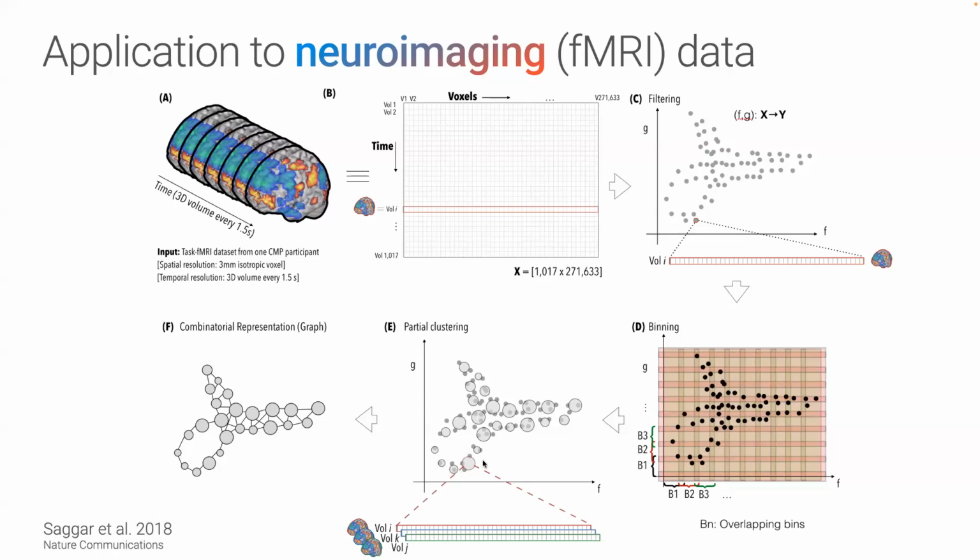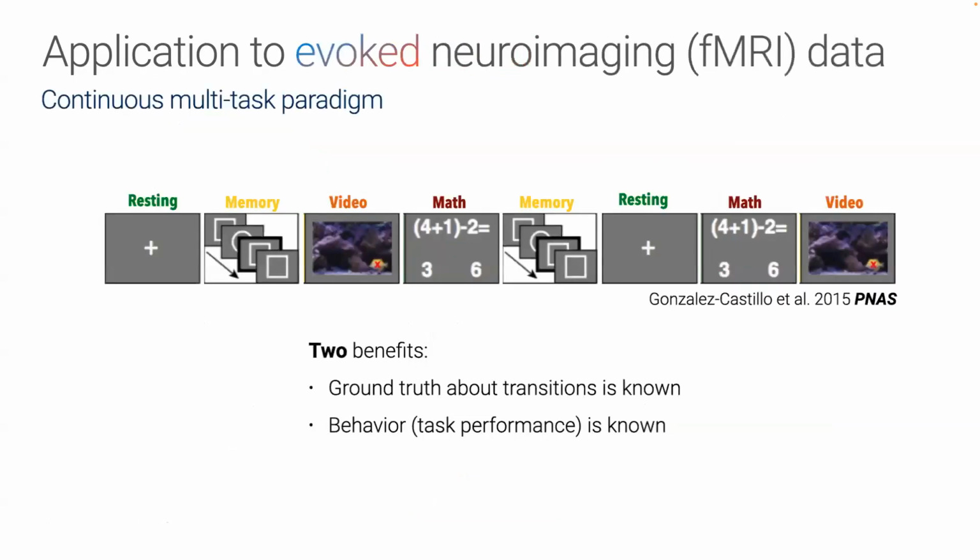And the idea again is that the size of the nodes can tell you which TRs are represented by it. They're highly similar, so they coalesce and create a bigger node. The data we initially applied this on is a continuous multitask paradigm where people did 4 different tasks in blocks of 3 minutes each. We wanted to first see whether this would actually work on it. The reason we like this data set is because it has ground truth about transitions. We know exactly when you switch a task.